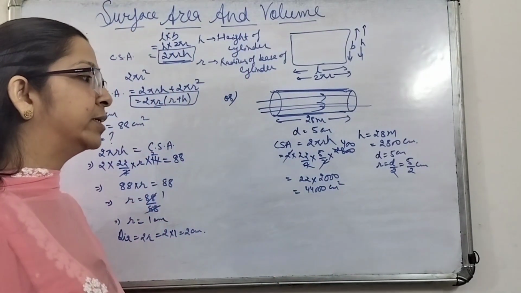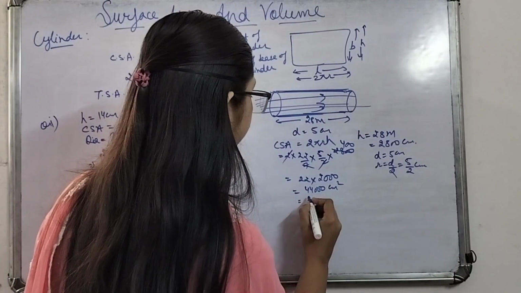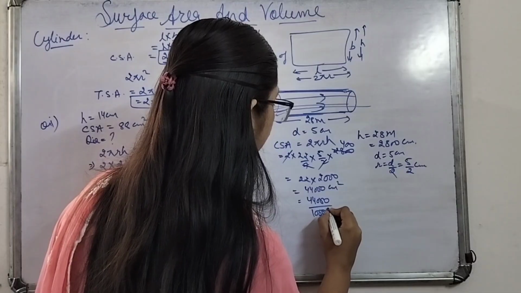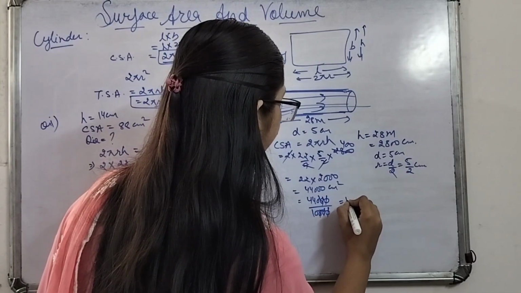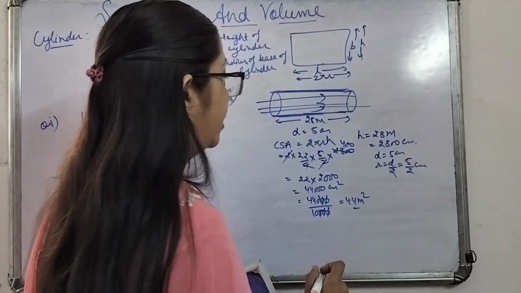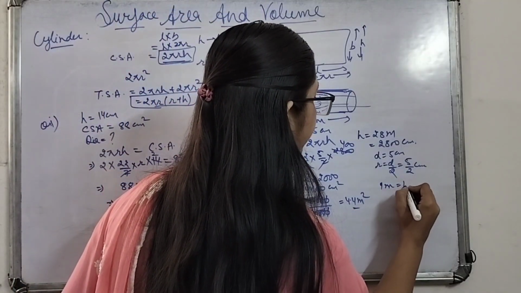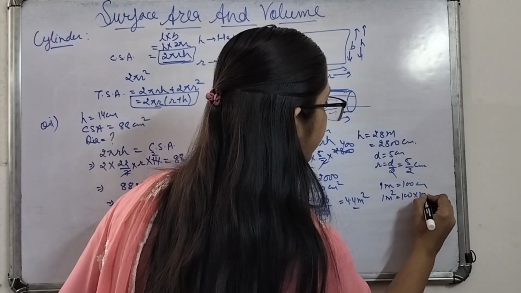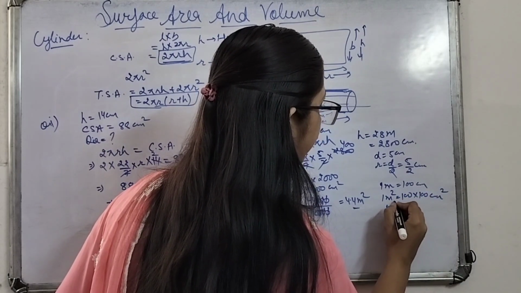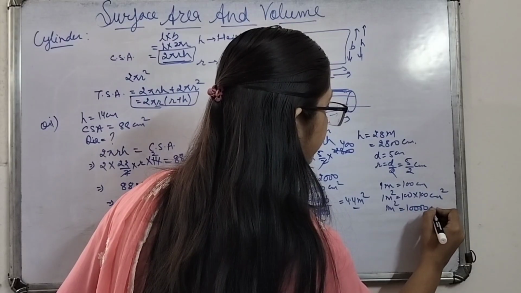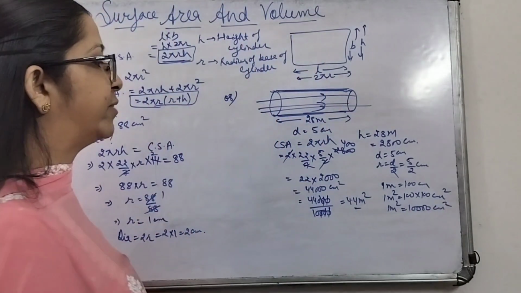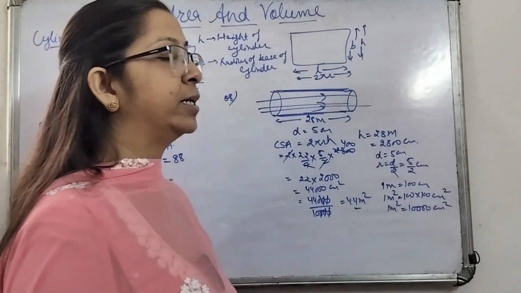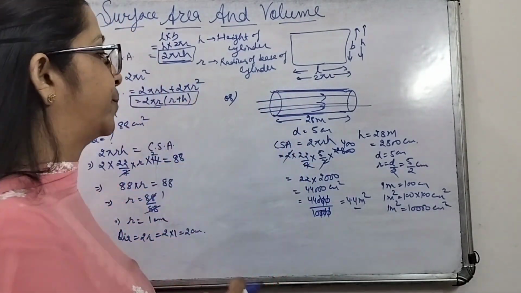And if we want to convert this into meter square, then we will be dividing it by this much. So 3 zeros cancelled. It will be 4.4 meter square. We know that 1 meter is equivalent to 100 centimeter, and 1 meter square will be 100 multiplied by 100 centimeter square. So 1 meter square will be 10,000 centimeter square. So we have divided this by 10,000 for converting it into meter square. So this is how we can solve the question using the formula.